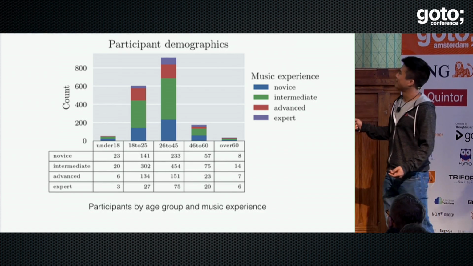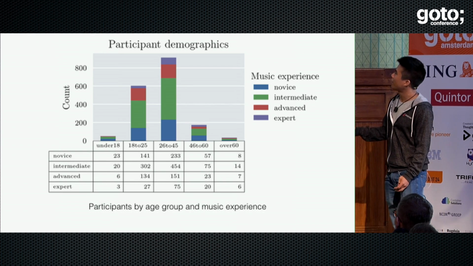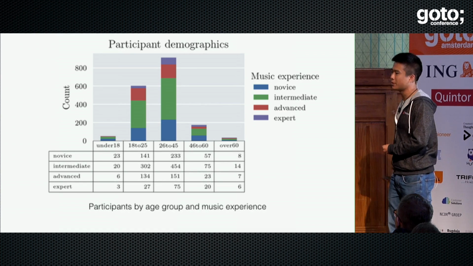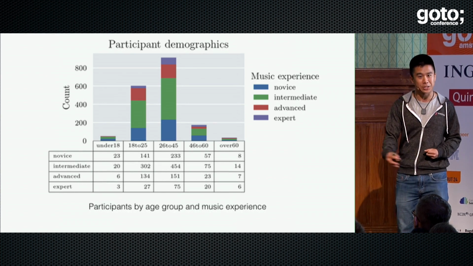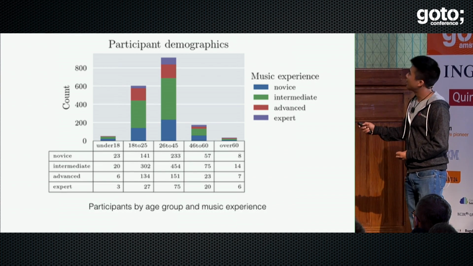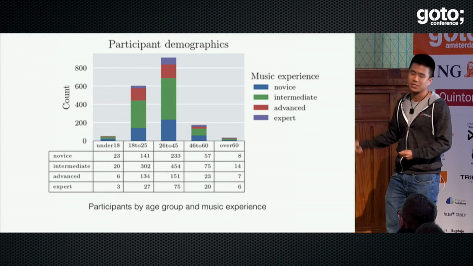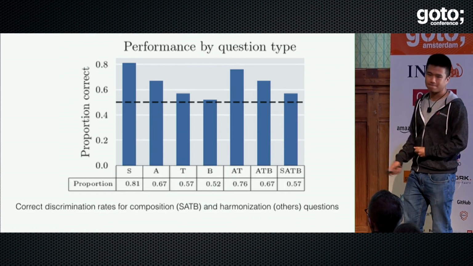Participants tended to be within the 18 to 45 age group. We got a surprisingly large number of expert users who decided to contribute. We defined expert as a researcher, someone who has published, or a teacher, someone with professional accreditation as a music teacher. Advanced as someone who has studied in a degree program for music, and intermediate as someone who plays an instrument. And here's how they did.